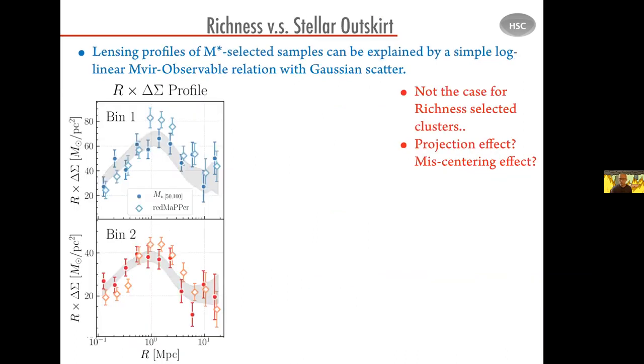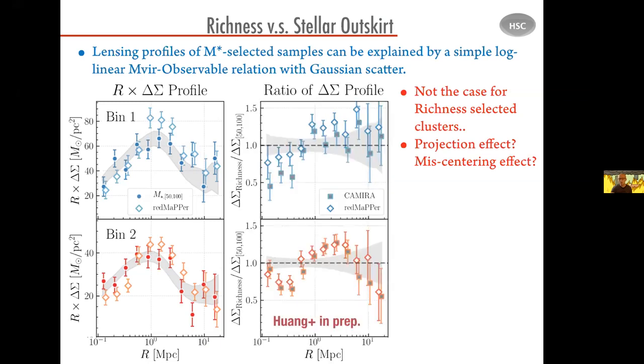There's more to that, because at the same number density bins, we also notice that the GG lensing profiles of richness-selected clusters and our stellar mass-based samples show systematically different profiles. On the left side, I compare the redMaPPer profiles and the stellar mass ones using the outskirt stellar mass. You can see there's some systematic difference. While the stellar mass selected sample can be well described by our simple model with a log-linear mass-observable relation and just Gaussian scatter, redMaPPer and other red-sequence cluster finders can't.